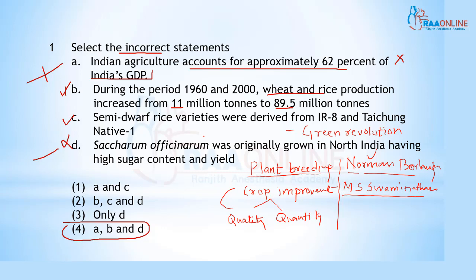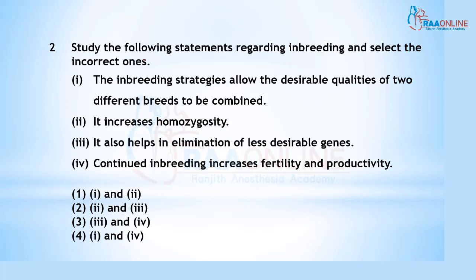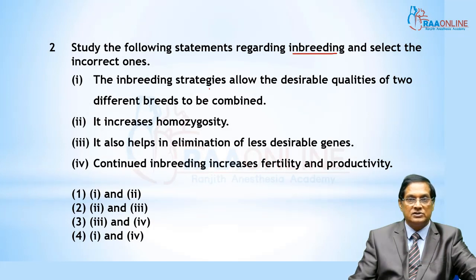The question number 2, that is study the following statements regarding inbreeding and select. Inbreeding strategies allow combining desirable qualities of two different parents. No, in inbreeding there is no involvement of another one. Increase homozygosity, this is correct, first one is wrong. It also helps in eliminating loss of desirable genes. Contribute to increase in fertility and productivity, this is wrong. So 1 and 4 are incorrect.